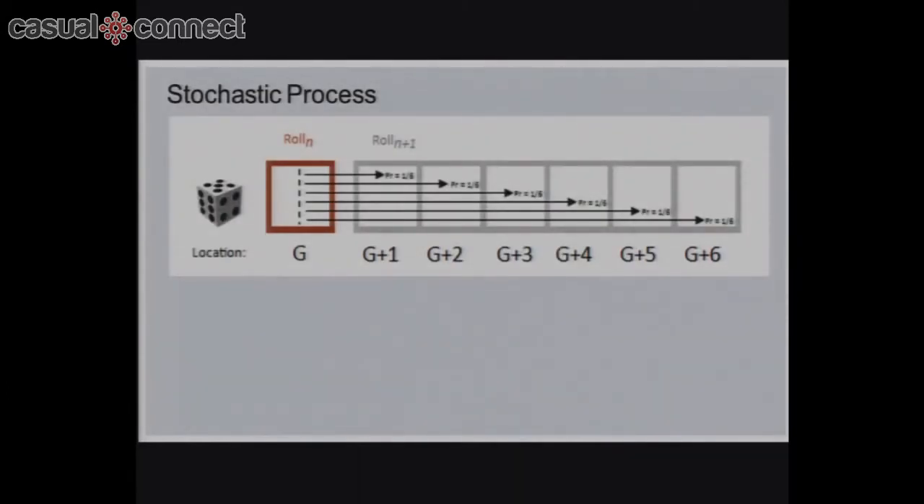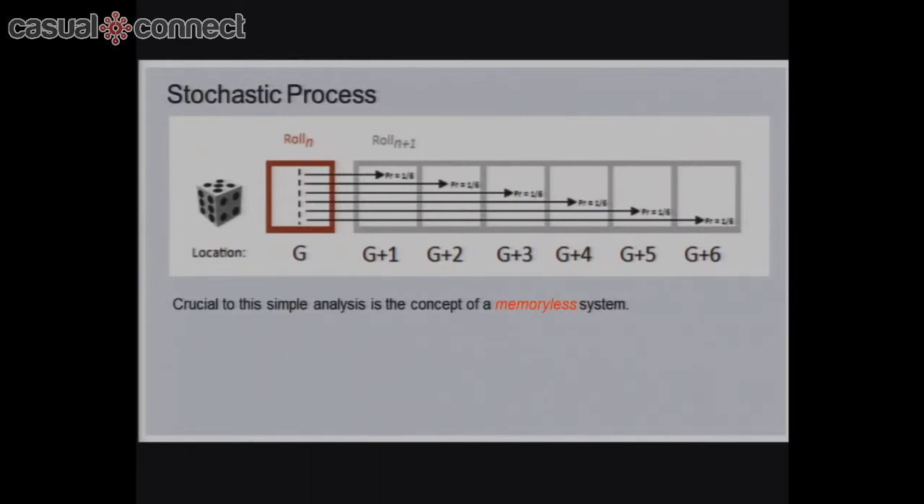There are some fancy words. We call it a stochastic process. The concept critical to Markov chain analysis is that it's a memoryless system. So if I happen to be on square G of my board, on the next roll I could end up at G plus 1, G plus 2, G plus 3, all the way.